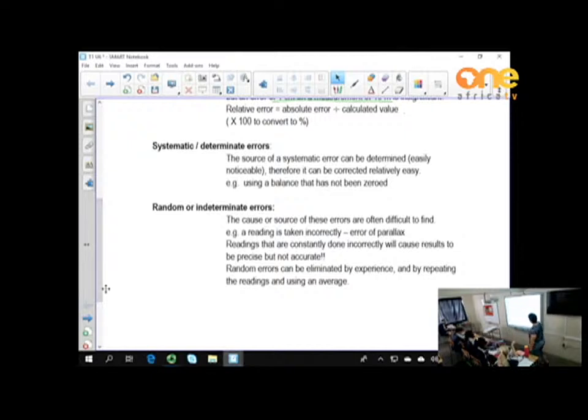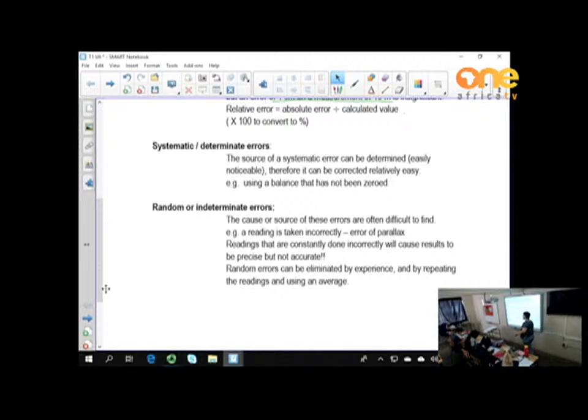It's just a relative error. You can give it as a percentage or just as a value. Systematic or determinate errors, we said, source of a systematic error. We can find it easily and we can correct it easily. It's something that you've done wrong consistently throughout, maybe you took the reading on the edge of the calibration instead of in the middle.